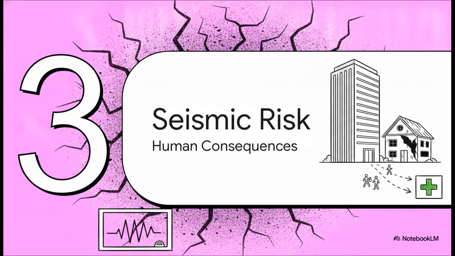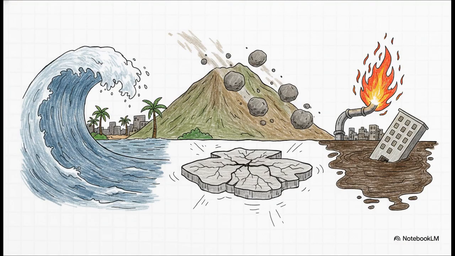That brings us to Section 3, living with seismic risk, the human consequences. You know, the focus in modern geography has really shifted lately. It's no longer just about memorizing what an earthquake is. It's about understanding how societies actually survive them. Because the initial shaking, that's rarely the only danger.